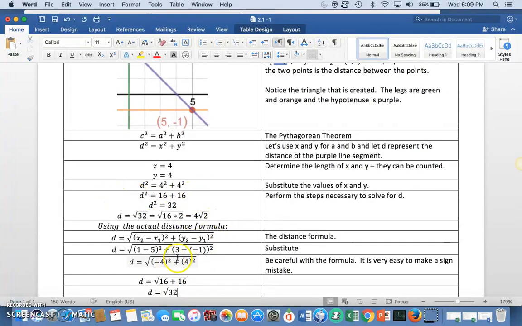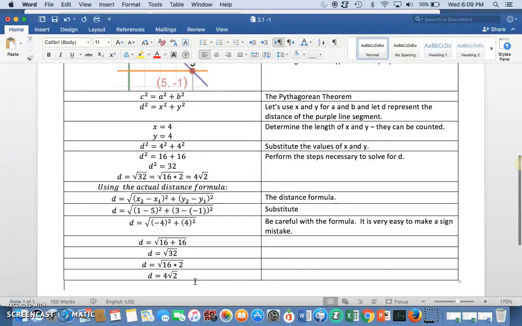Notice the resemblance here. You've just got a radical all the way through here where you didn't there. 16 plus 16 is 32, so we have the square root of 32. Largest perfect square is 16. 16 times 2, same thing as 32. Square root of 16 is 4. Once you take the square root, take it outside, but leave the 2 on the inside.